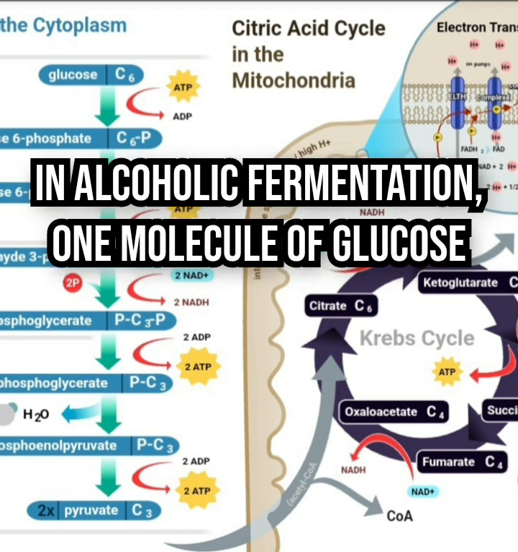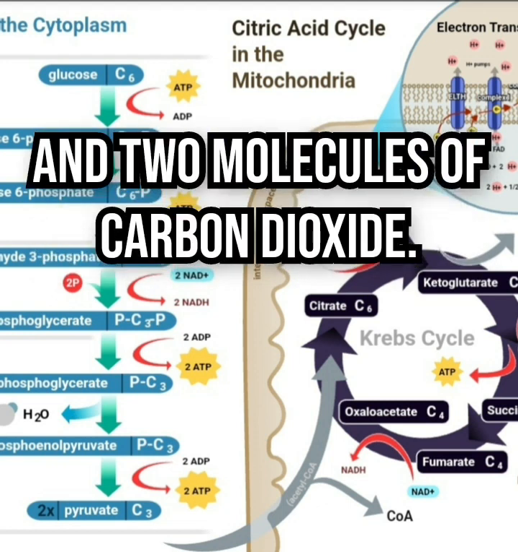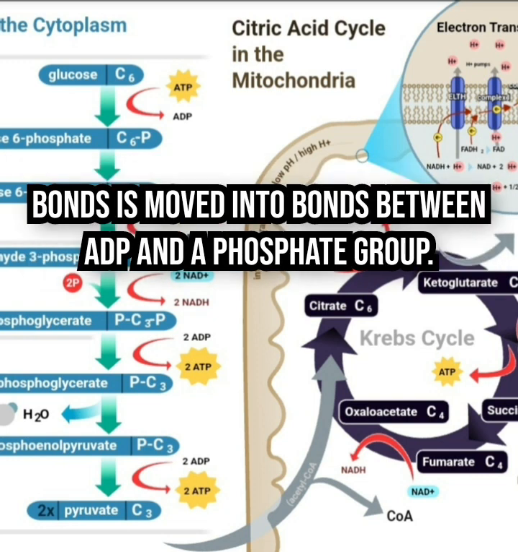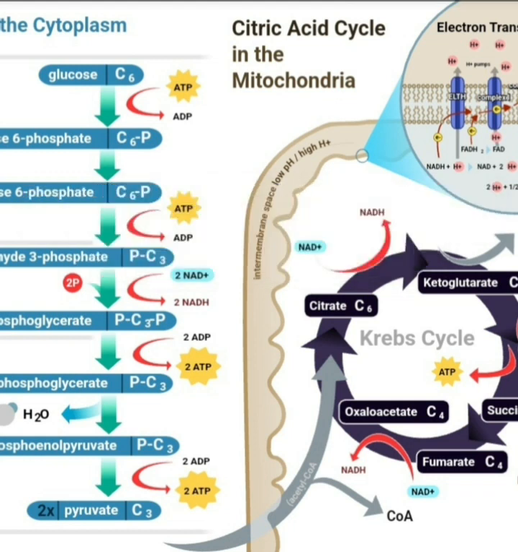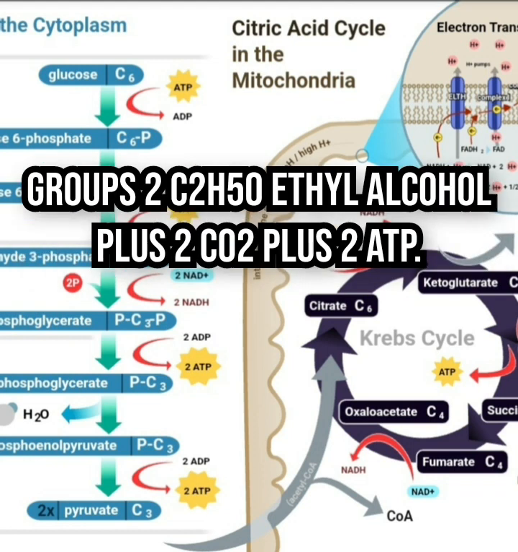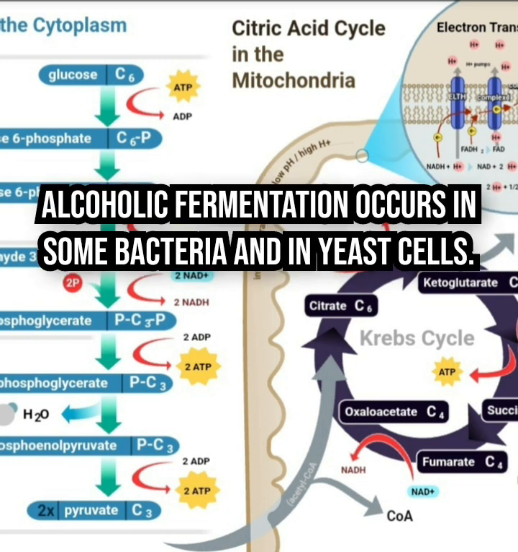In alcoholic fermentation, one molecule of glucose is broken down into two molecules of ethyl alcohol and two molecules of carbon dioxide. The chemical energy that was stored in the broken glucose bonds is moved into bonds between ADP and a phosphate group. C6H12O6 (glucose) + 2 ADP (depleted ATP) + 2 Pi (phosphate groups) → 2 C2H5OH (ethyl alcohol) + 2CO2 + 2 ATP. Alcoholic fermentation occurs in some bacteria and in yeast cells.